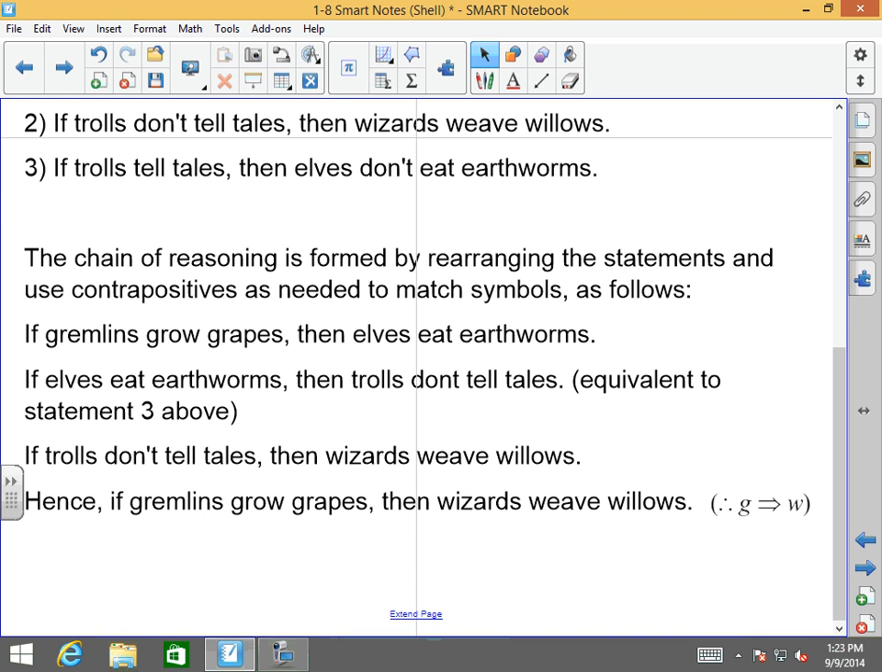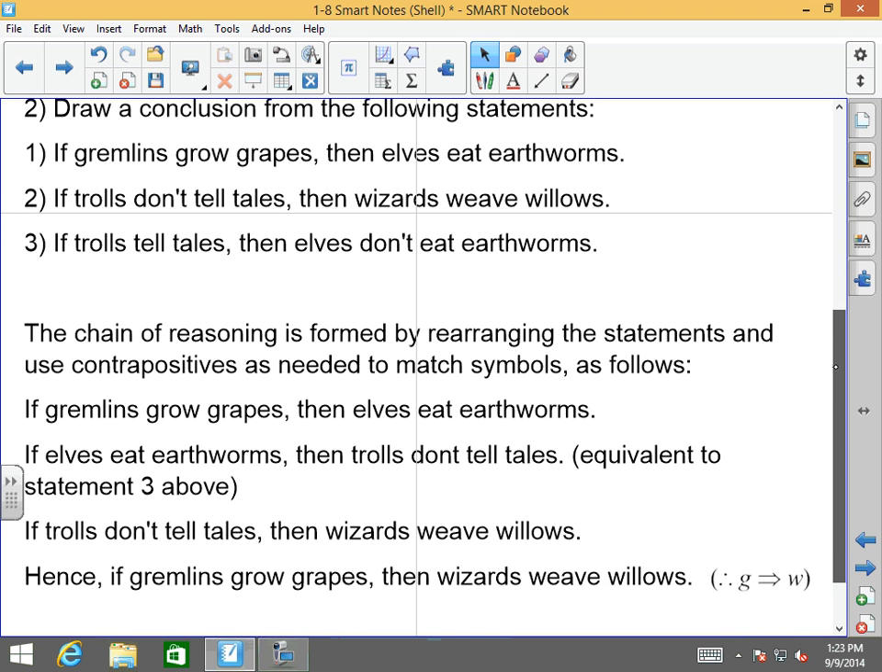Let's look at how we did this, guys. The statements were: if gremlins grow grapes, then elves eat earthworms; if trolls don't tell tales, then wizards weave willows; if trolls tell tales, then elves don't eat earthworms. So we're going to use this information and rearrange it to get a conclusion. We start from the beginning. If gremlins grow grapes, then elves eat earthworms. But we know that if elves eat earthworms, then trolls don't tell tales. It's the contrapositive, basically, of number 3.